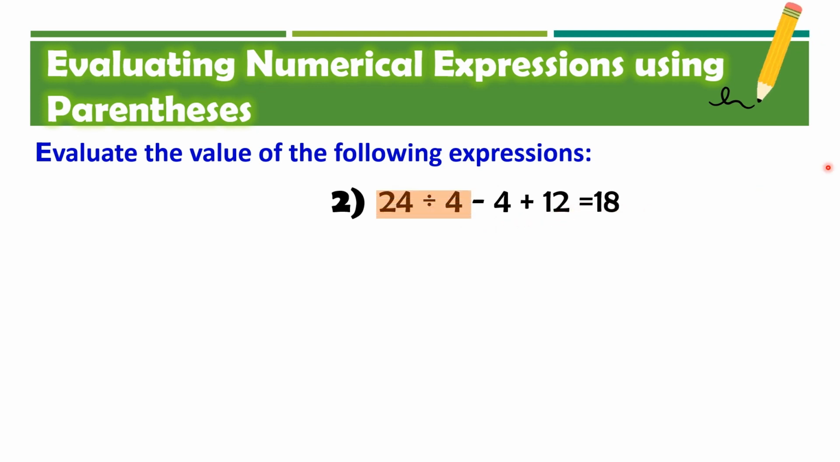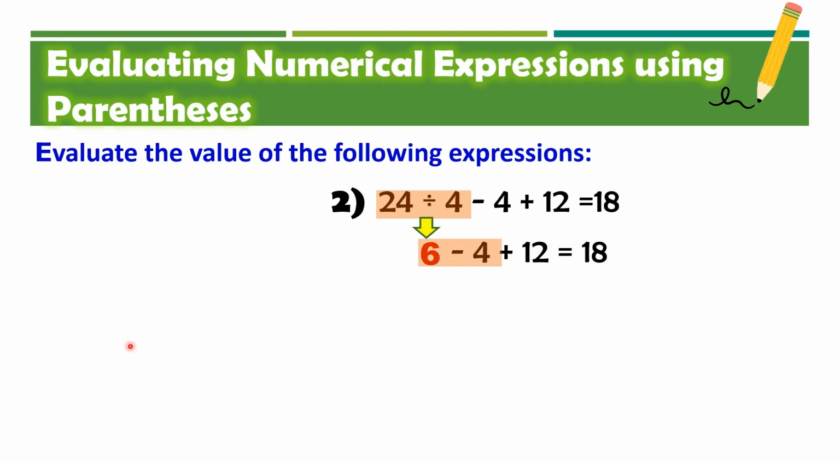Let's use the order of operations to see if the value should be 18. So we know we don't have any parentheses, so we're going to be multiplying and dividing from left to right. There's no multiplication here, so we're going to be dividing first. 24 divided by 4 equals 6. Now we have 6 minus 4 plus 12.